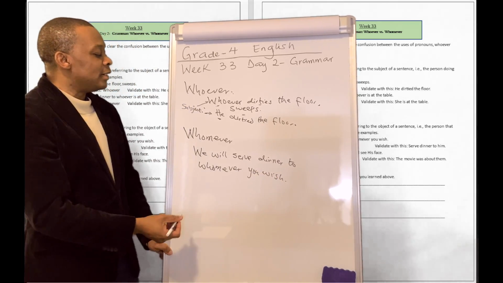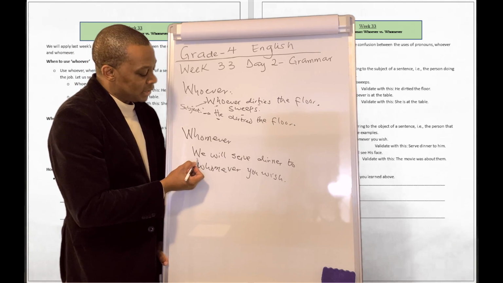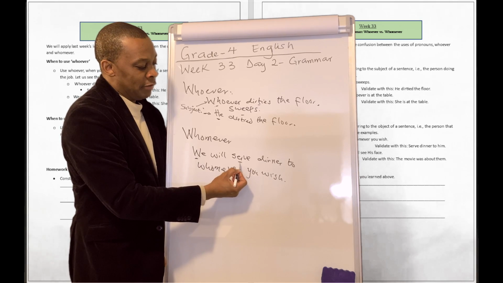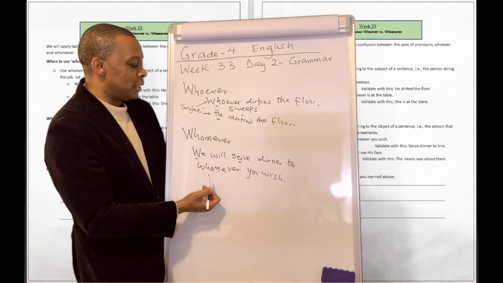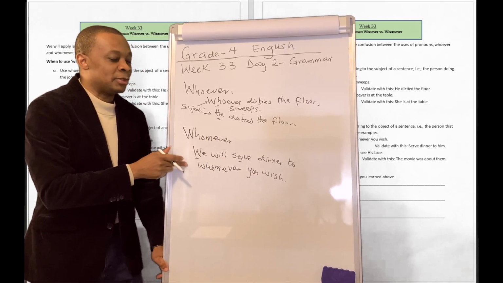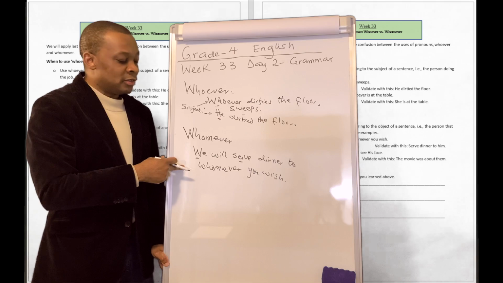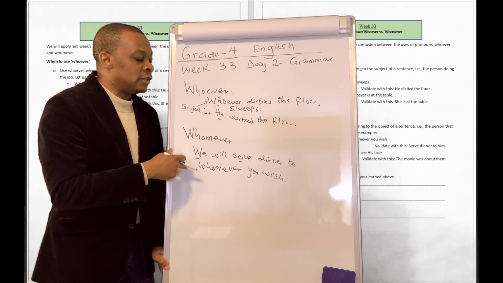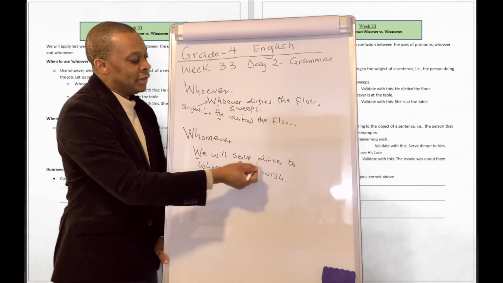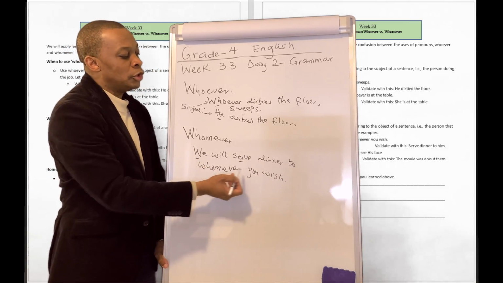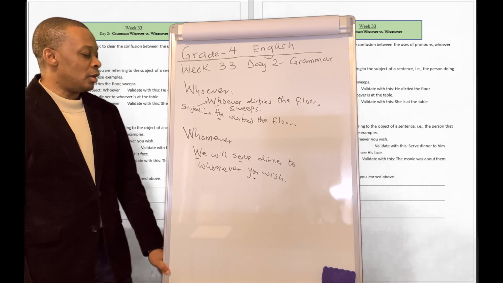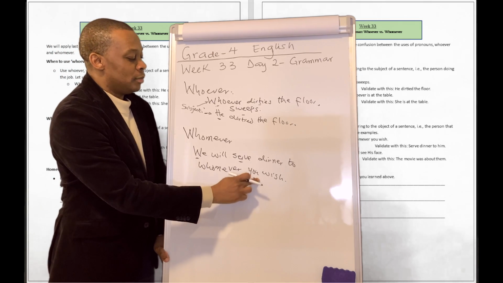Now let's take a look at it. What is the subject of this sentence? This is the we. What's the verb? Serve. All right. What is the object of this sentence? The person that this, the other person that this particular person is talking to. So you can see that obviously this statement is referring to somebody. It said, we will serve dinner to whomever you wish. Well, that you is whomever.